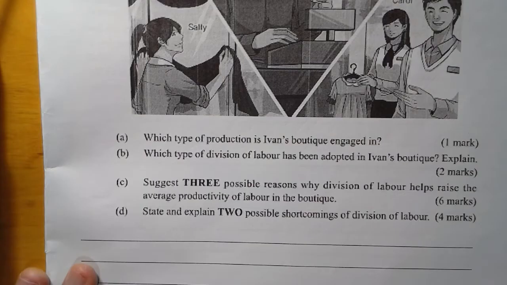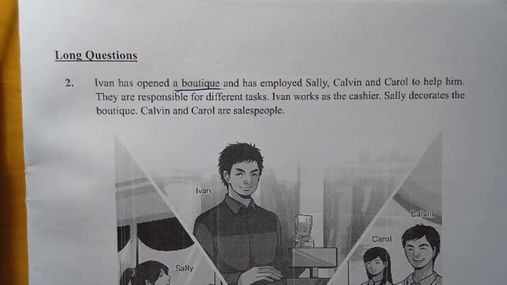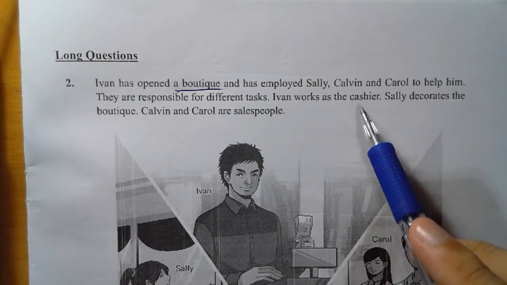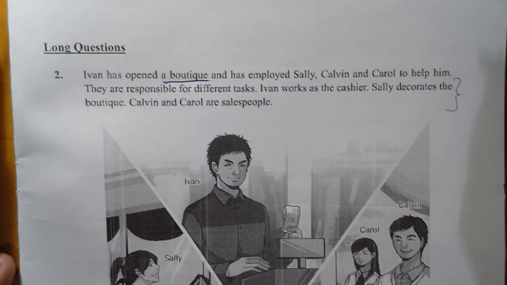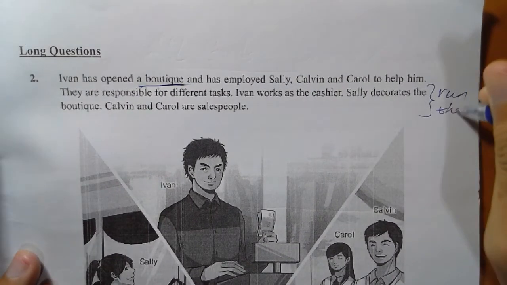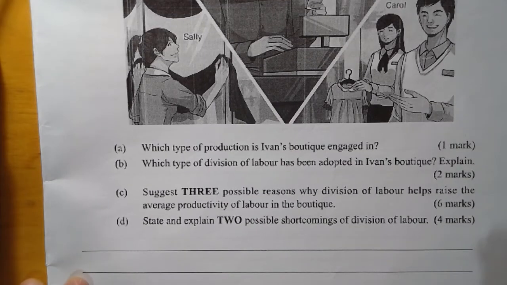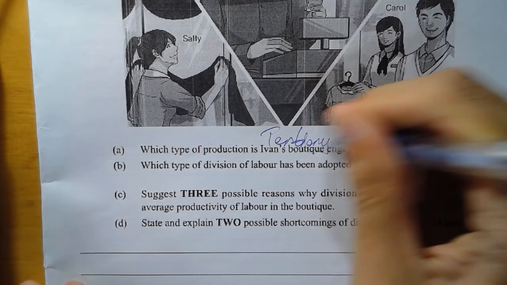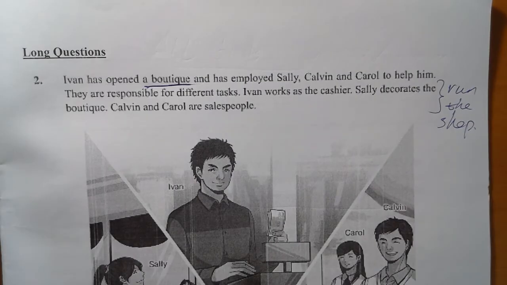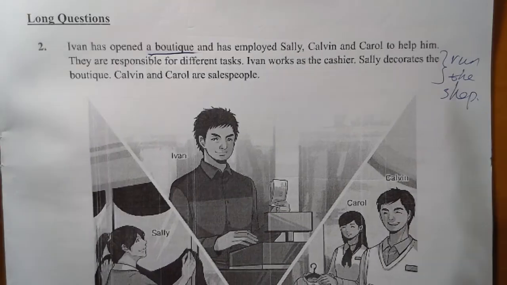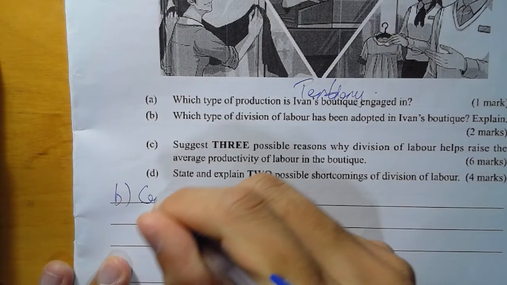Long question. Two more and we are done. Alright, two more and we are done. Here it says, Ivan opened a boutique. A boutique. Alright. Now, someone works as a cashier, someone decorates, someone as a salesperson, but all of them ultimately only to run the shop. Only one production, 係咪啊？個 production 就係 run the shop 啦。So, which type of production? Obviously, this is tertiary, 係咪啊？Tertiary production. Now, which type of division of labor? Whenever you see all of them are working in the same shop, all of them running the shop. The goal is to run the shop. Then we know this is actually a complex division of labor.